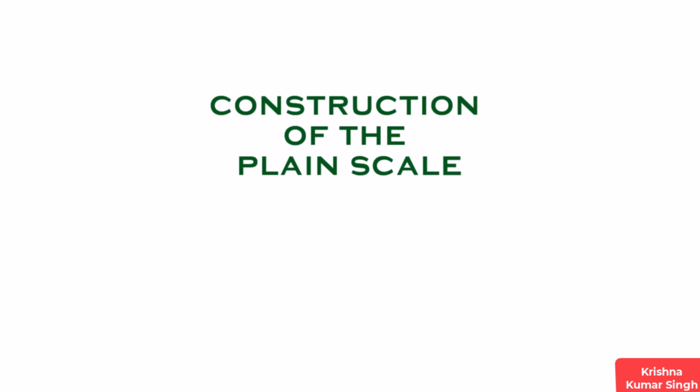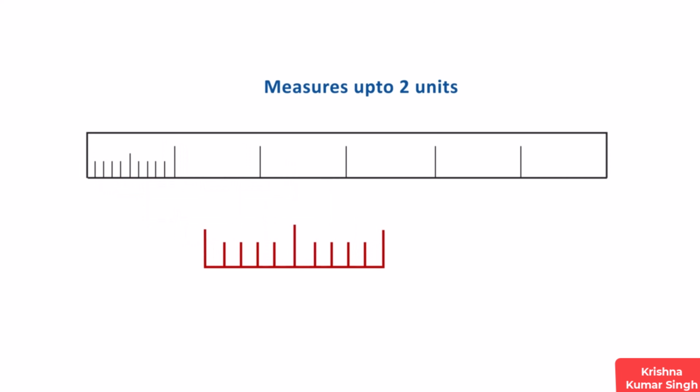In this video, we will see the construction of a plane scale. It is a simple scale that reads or measures up to 2 units. That is, a unit and its subdivision, for example, centimeters and millimeters. It consists of a line divided into a suitable number of equal units. The first unit is subdivided into smaller parts.